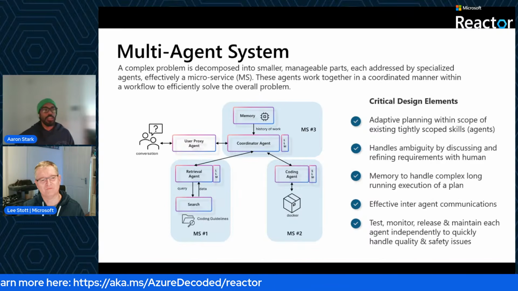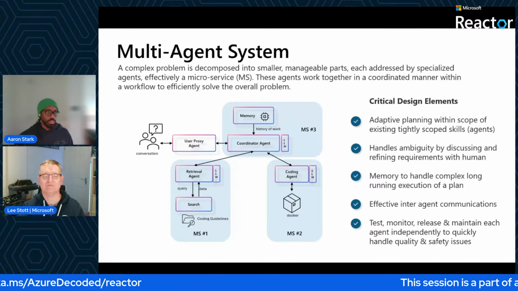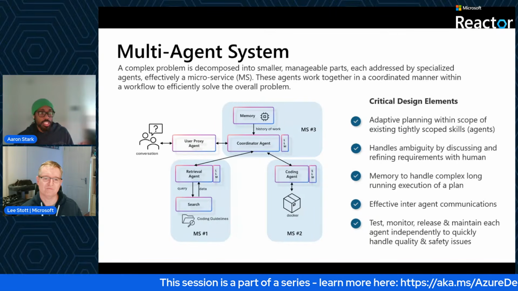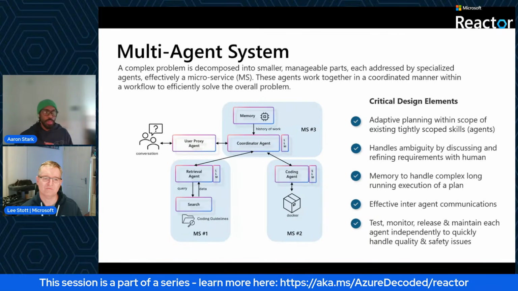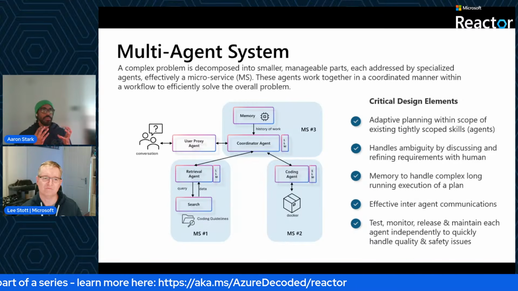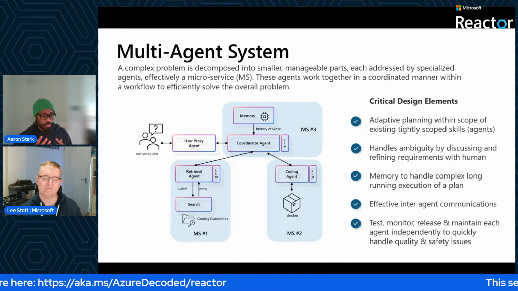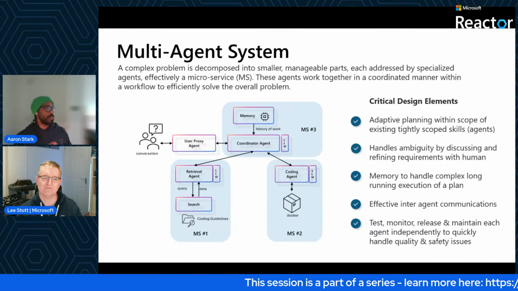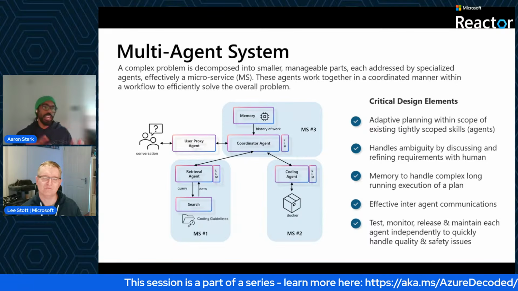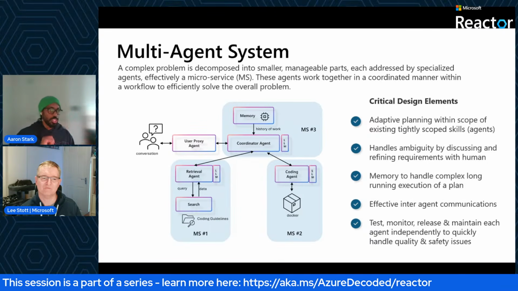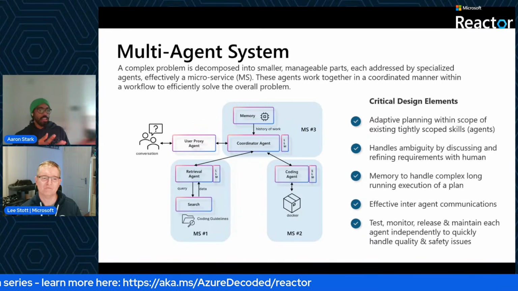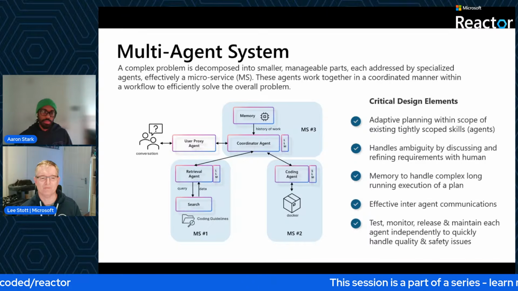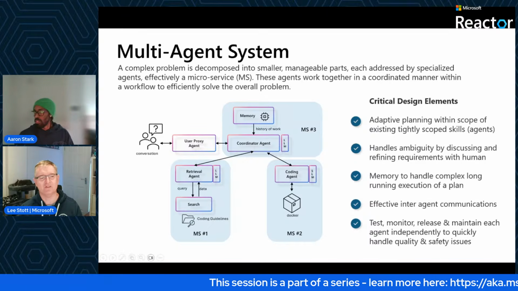When we talk about the critical design elements, adaptive planning within the scope of existing scoped agents is super important, making sure they can handle ambiguity. Lee, correct me if I'm wrong, but I think this comes back to what you talked about: making sure you have the right prompt engineering when putting together your system of agents, in addition to RAG, code generation, or whatever else you might need, so that you have the right foundation of agents to make sure the overall system works as intended. Yep, 100%. Again, your system instructions, so your agent instructions, is okay.